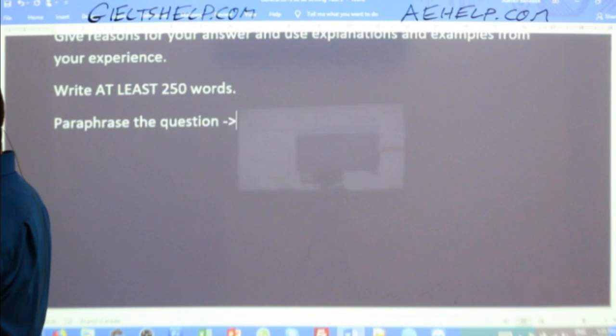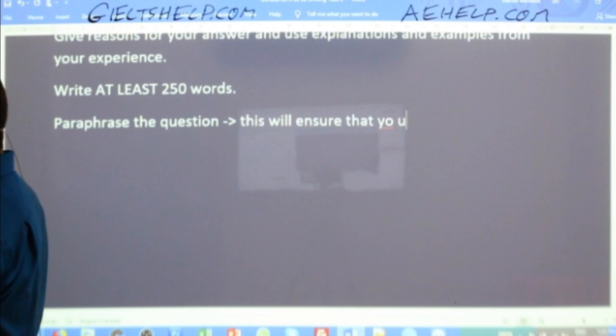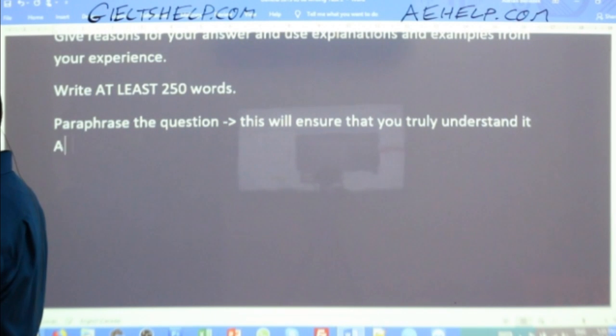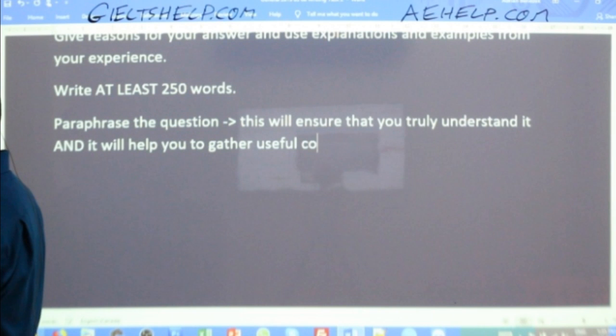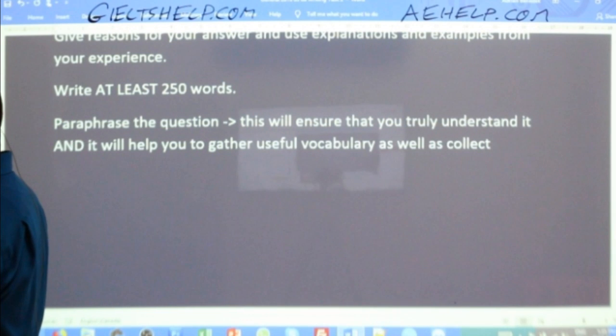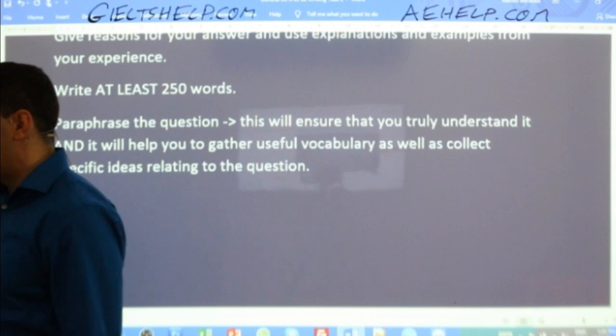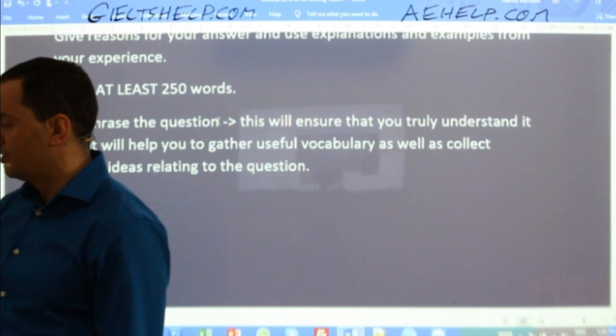This will ensure that you truly understand it, and it will help you to gather useful vocabulary as well as collect great ideas or specific ideas relating to the question. Okay, so that's why you want to paraphrase the question. That should always be your first step.